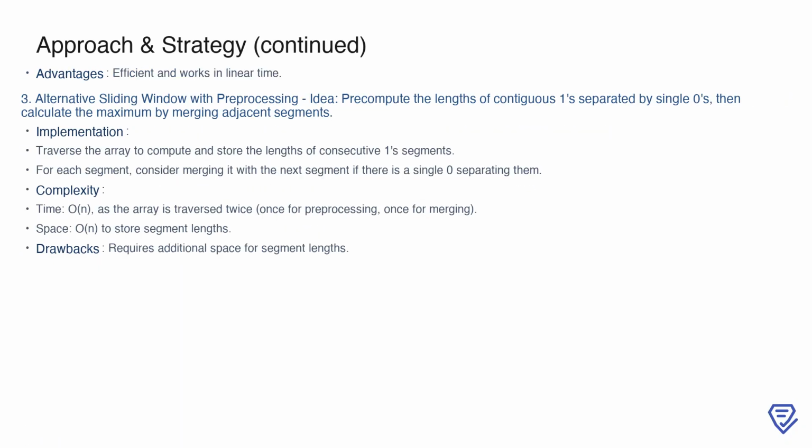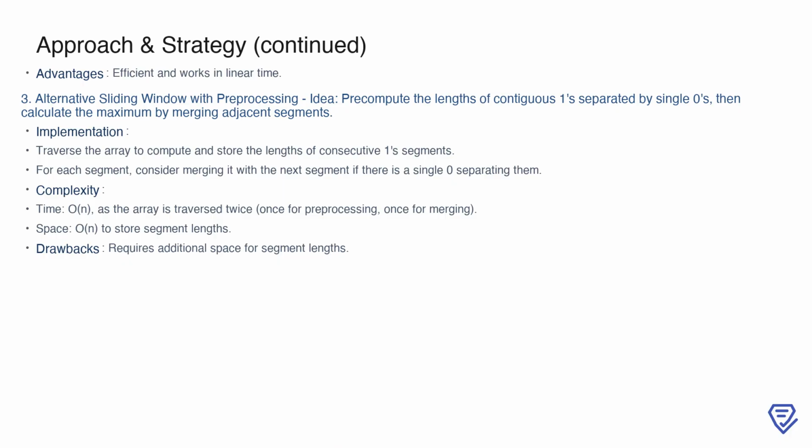One major advantage of the sliding window technique is its efficiency. It operates in linear time, making it ideal for handling large input sizes. However, we also explored an alternative sliding window approach that incorporates pre-processing. This involves pre-computing the lengths of contiguous ones and identifying segments separated by single zeros.